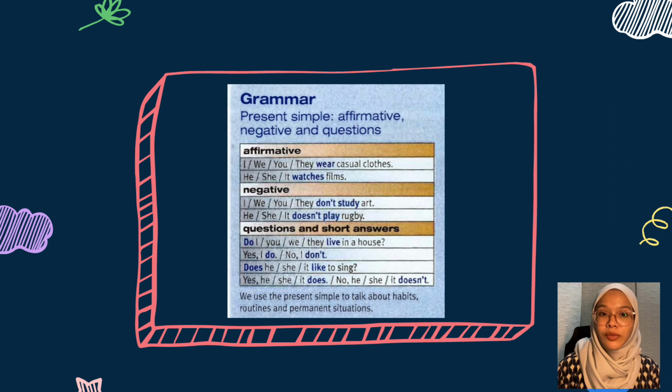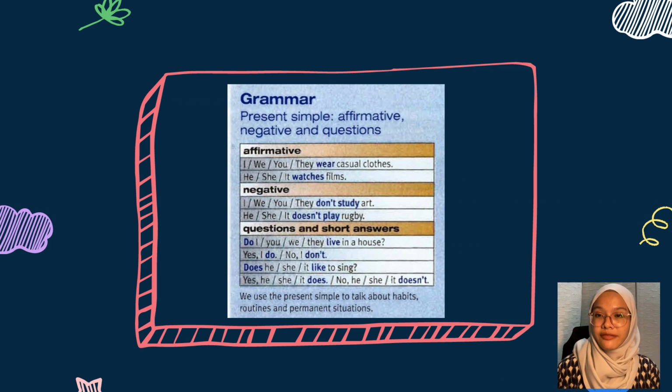Okay, the verb wear is in base form, but with the third person singular, he, she, it, we add an s or es. For example, he watches films, she watches films, and it watches films.